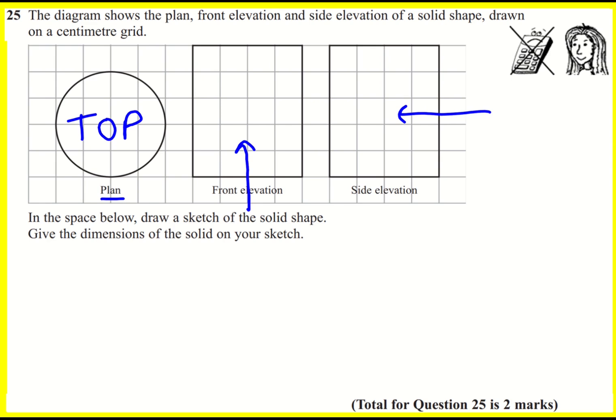So this is the plan, front and side elevation of a cylinder, okay? A cylinder is like your tin of beans. So how do we draw a sketch of that solid shape? Well, it is a tricky one, but you're going to need to practice it.